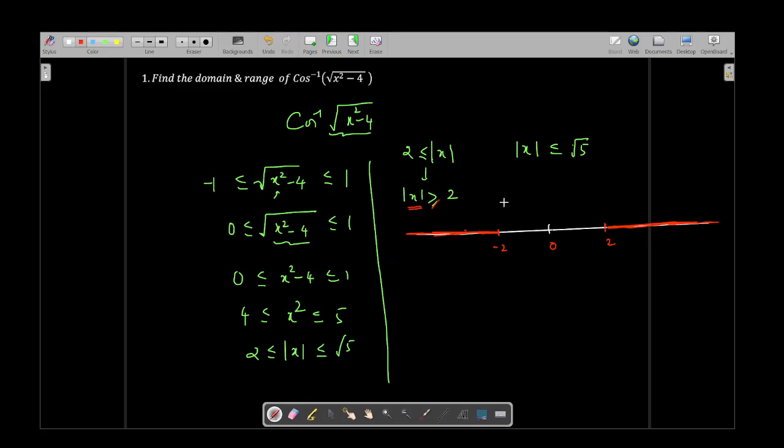So this is actually -infinity to -2 union 2 to infinity.